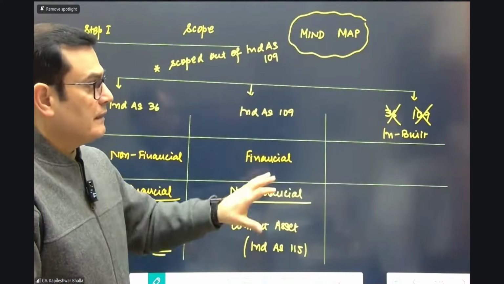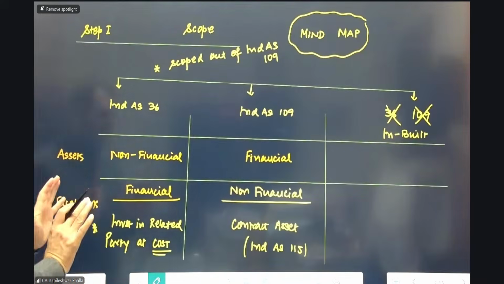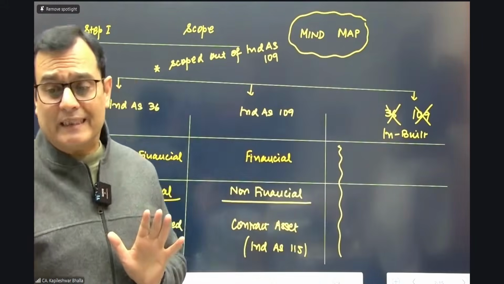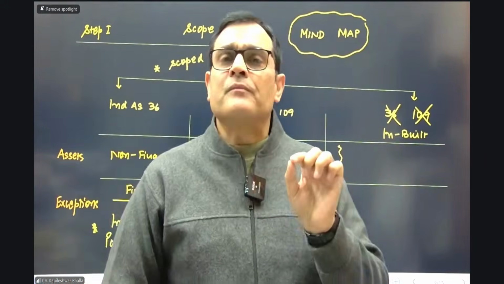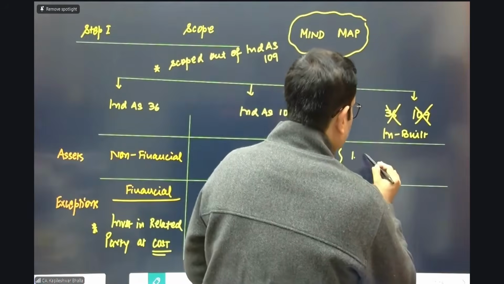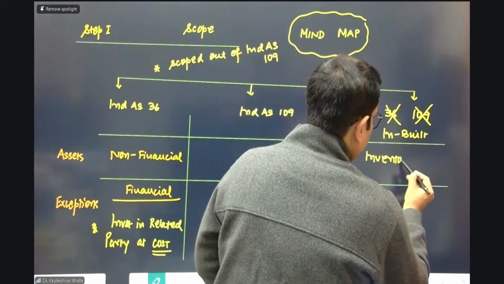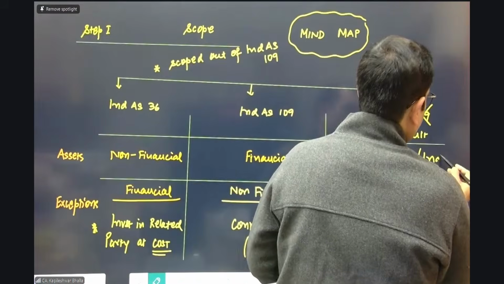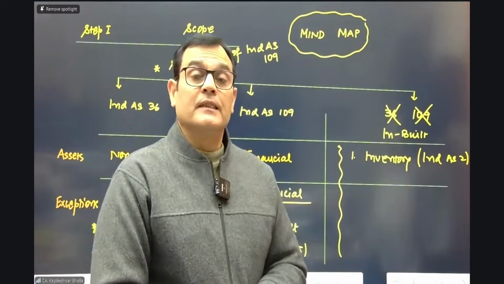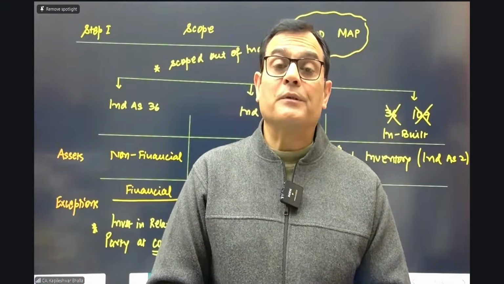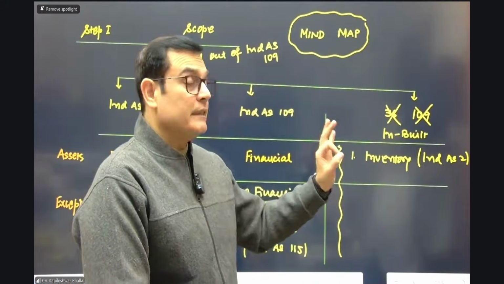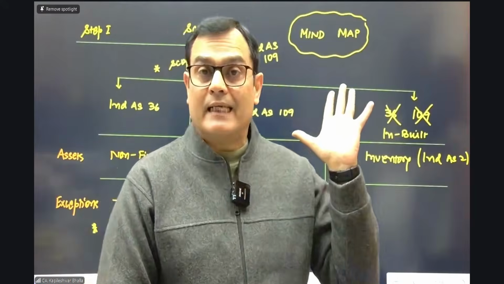Now, let's come to the concept of inbuilt impairment. Here the line distinction is not important. I'm just giving you the list of those assets which have got an inbuilt impairment. Neither 36 applies, nor 109 applies. One of them is, of course, inventory. Inventory as per Ind AS 2 has got an inbuilt impairment testing. Inventories are taken at cost or NRV, whichever is less. And therefore, there is an inbuilt impairment testing in the measurement principle of that asset itself.